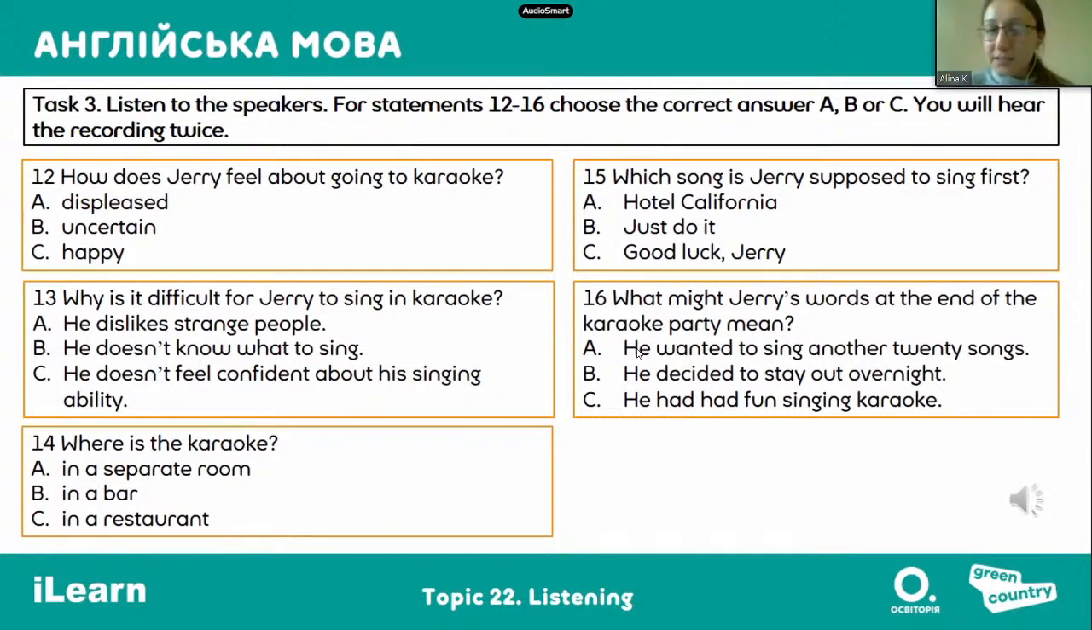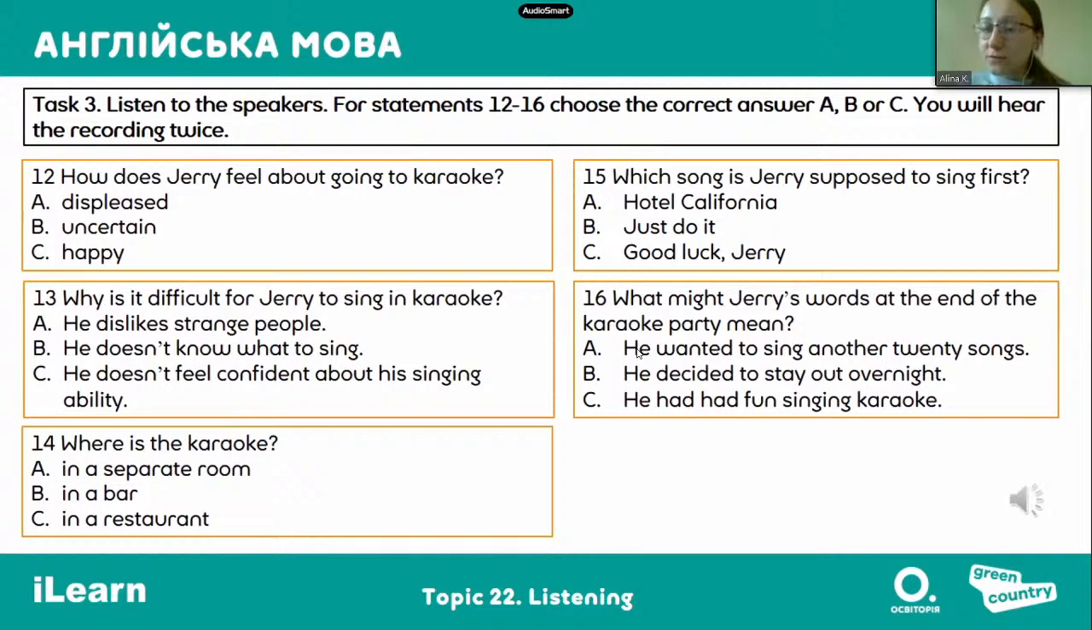Okay, number 16. What might Jerry's words at the end of the karaoke party mean? І ось це я бачила, багато пишуть питань абітурієнтів. Звідки ж ми знаємо, що він думає? Might, можливо. Ми знаємо, що might виражає можливість. І в нас є варіанти відповіді. He wanted to sing another Advent song. He decided to stay out overnight. He had fun singing karaoke.